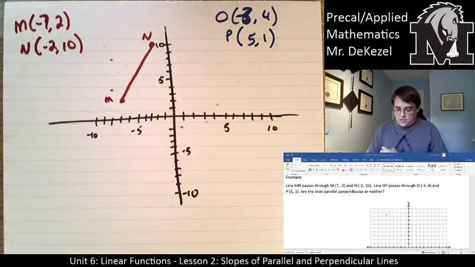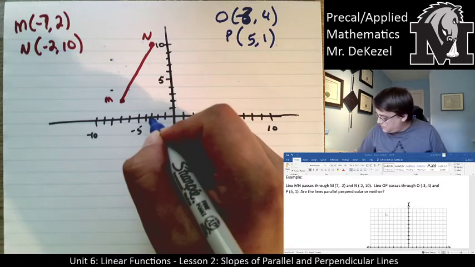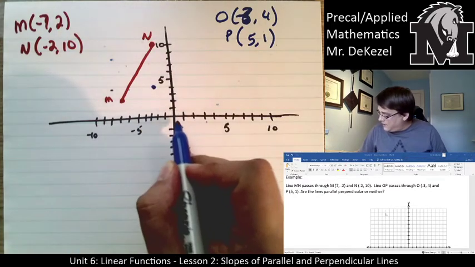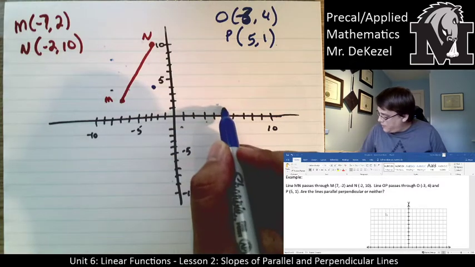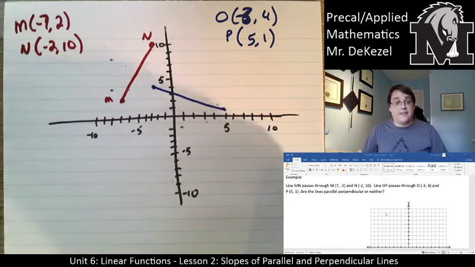We are then going to do OP. So we have negative 3, 4. So 1, 2, 3, and then up 4 right there. And then 5, 1. So 1, 2, 3, 4, 5, and 1. And we are going to make a line, something like that.